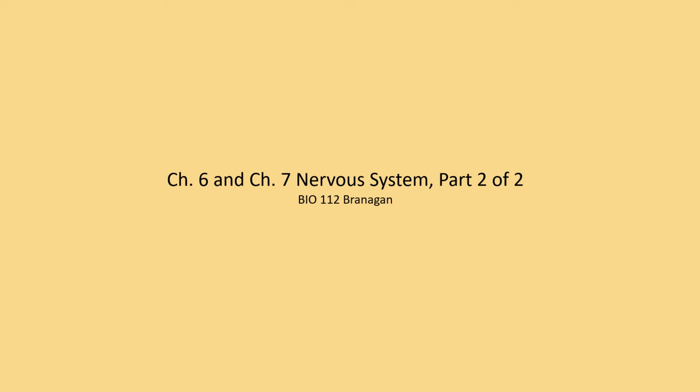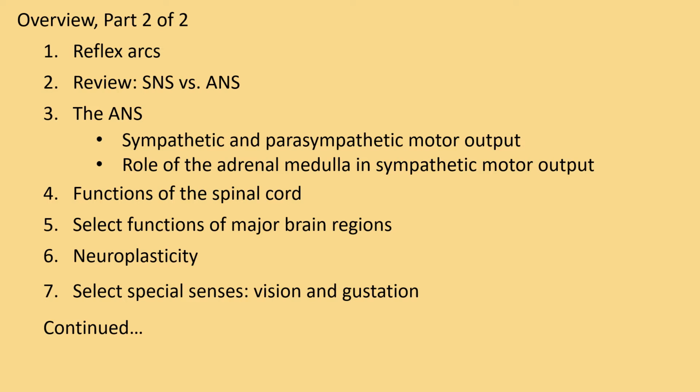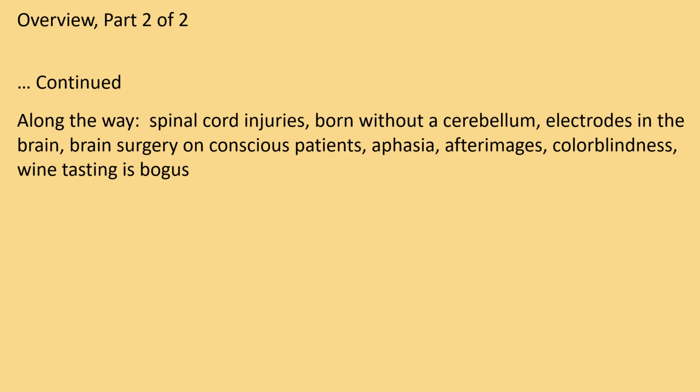This is segment 4 of 5, and in this recording I will cover slides 57 through 114. And in this recording we'll pick up at topic number 4 here, functions of the spinal cord, and we'll go through topic number 5, select functions of major brain regions. And then the last two topics will be covered in the final segment. And in this recording, we will talk about most of these phenomena.